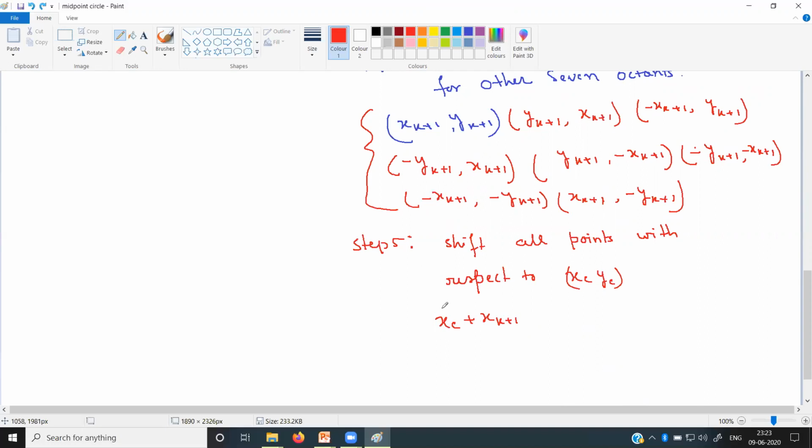So if I shift it, it will be xc plus x of k plus 1, and the next point will be yc plus y of k plus 1. Fine. So in this way, you just add xc with all the points. And after adding it, all the points on the circle will be shifted with respect to the center.